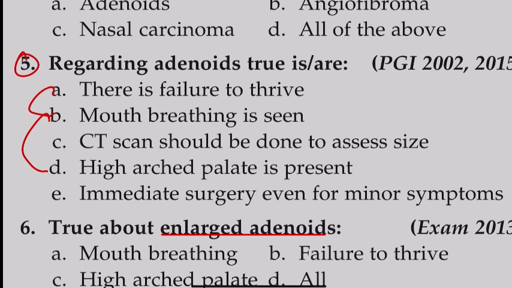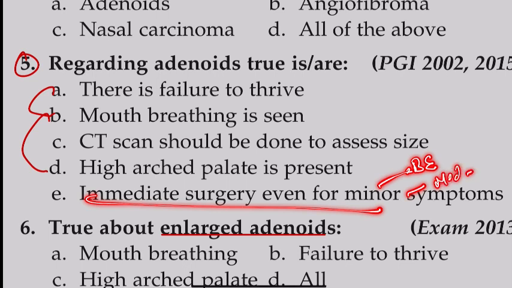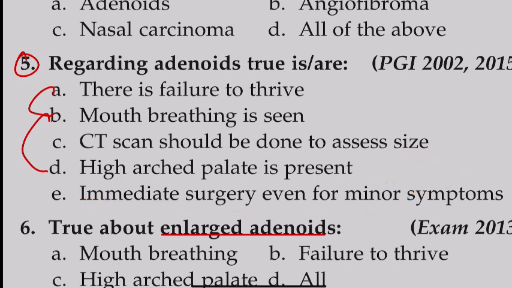So talking about adenoid hypertrophy, the treatment is what? Immediate surgery is not the treatment. What we do in treatment is we provide breathing exercise. In medicine we provide antihistaminic and decongestant nasal drops, right? In surgery we do adenoidectomy, but that is not done immediately.